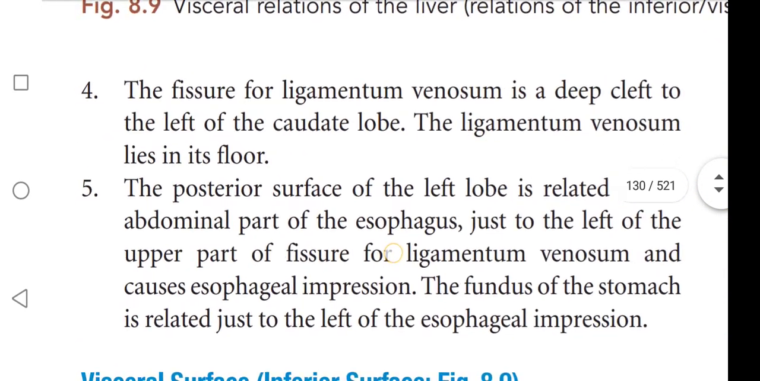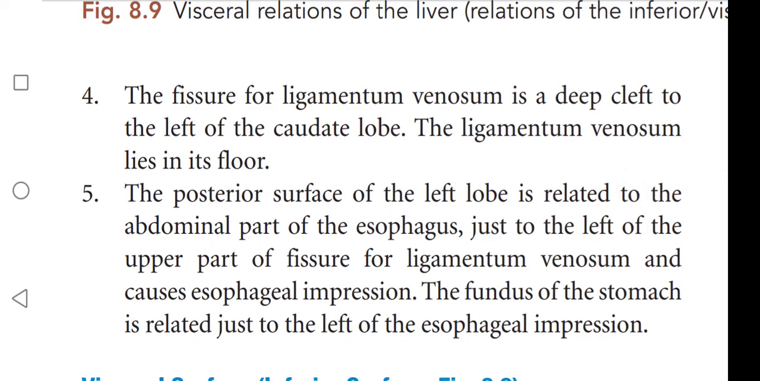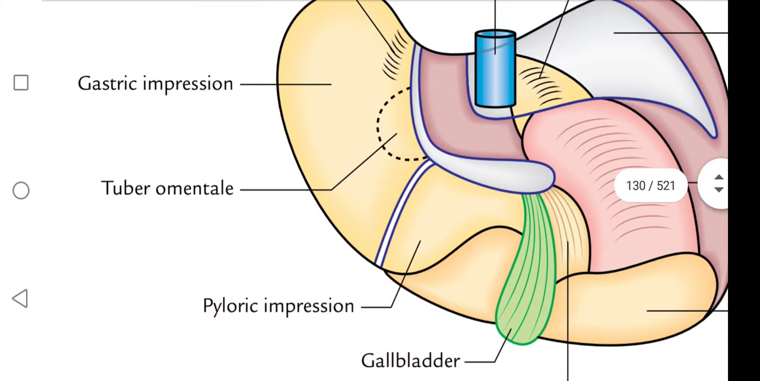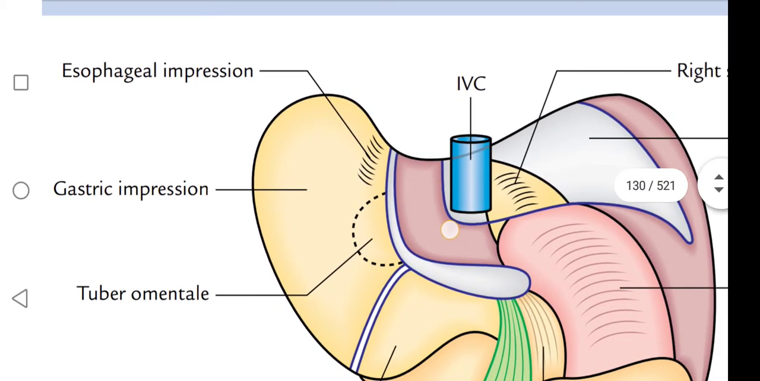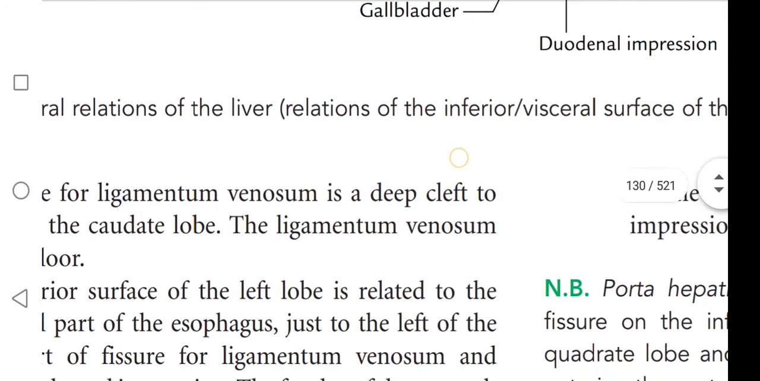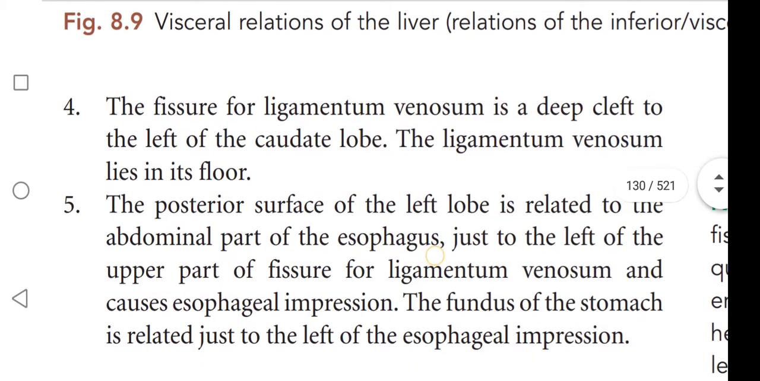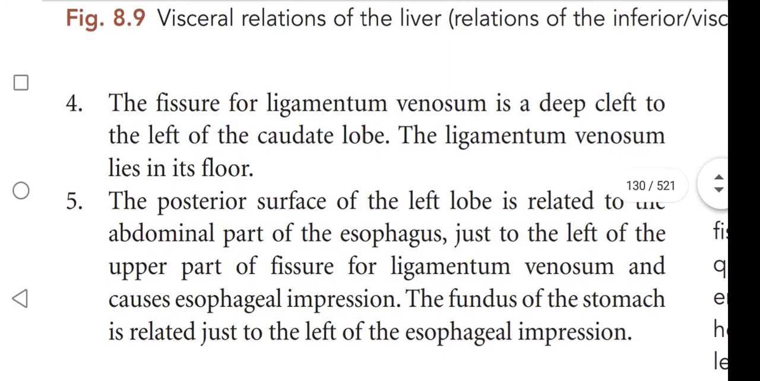And the fissure for ligamentum venosum. The fissure for ligamentum venosum is a deep cleft to the left of the cardiac lobe. The ligamentum venosum lies in its floor.